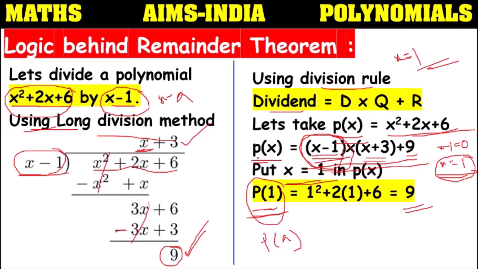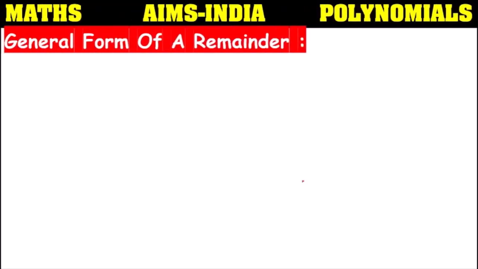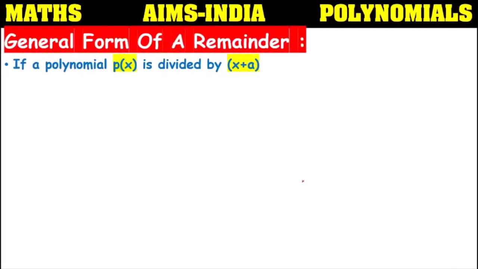In the division rule, in the place of x in the divisor, if we keep that value, we will get only the remainder. So that value is considered as the remainder of the polynomial. Let's see some more examples. So the general form of some more remainders.